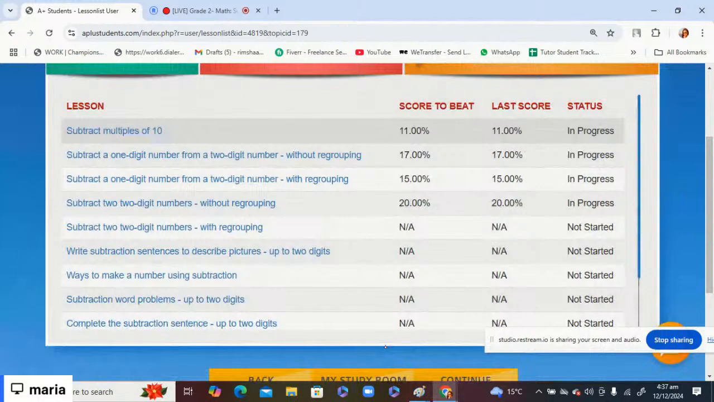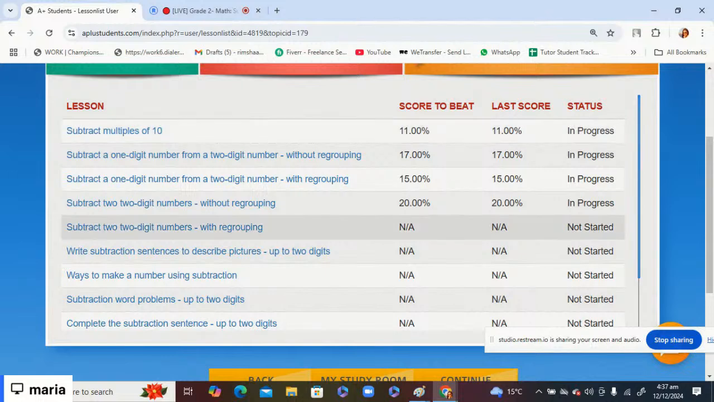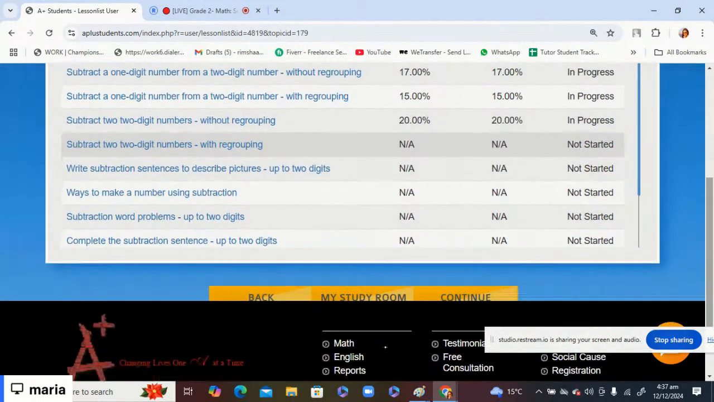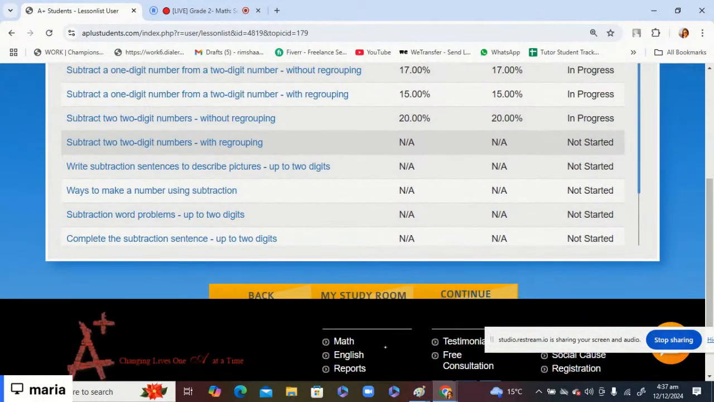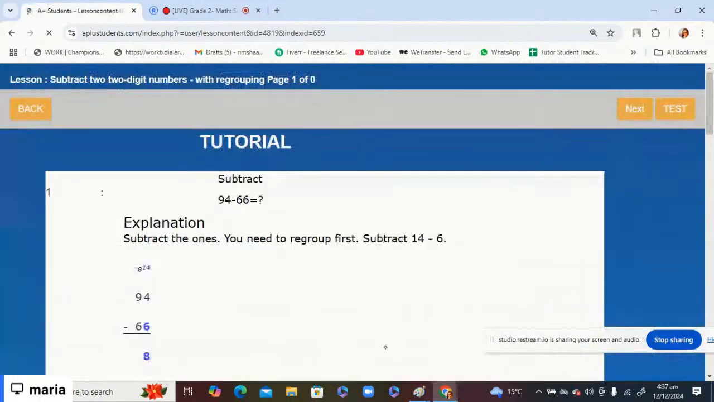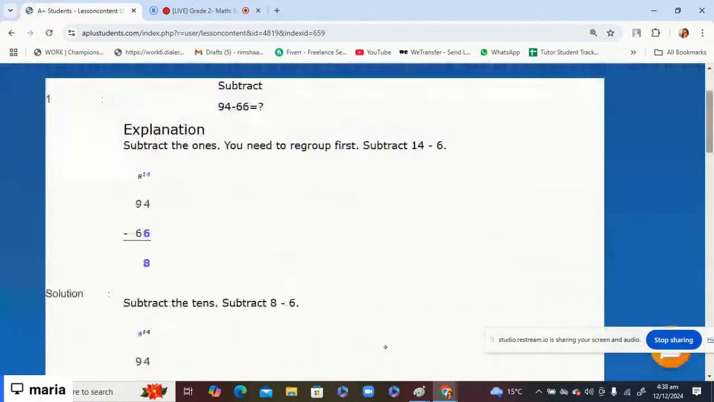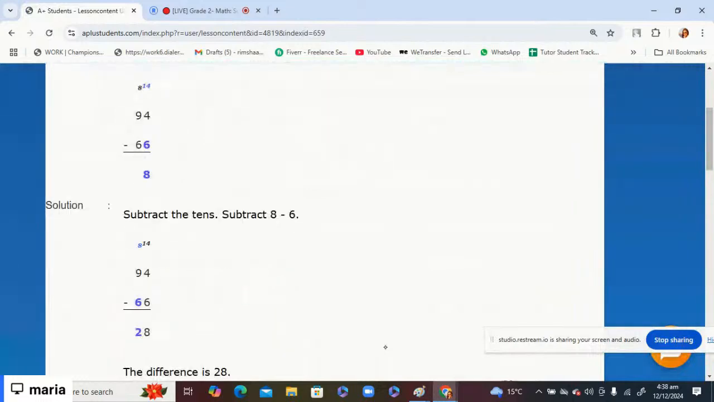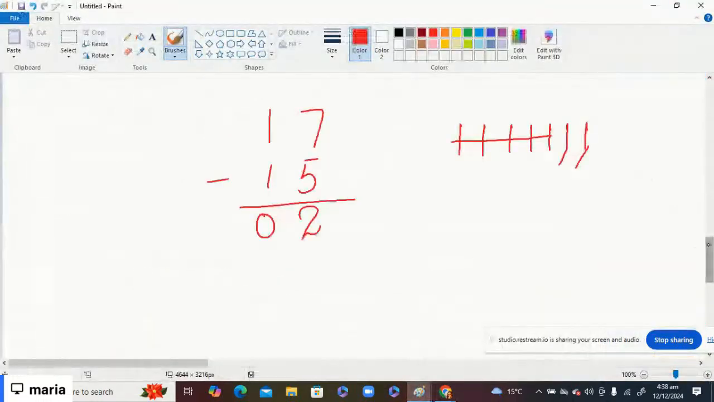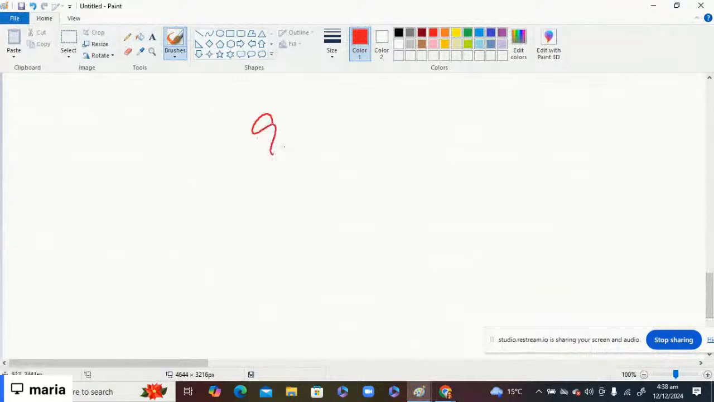So here is the last lesson, we covered it now. First 4 lessons we have done. Subtract 2 two-digit numbers with regrouping. Now subtract 94 minus 66. Okay. Let's do it. 94 minus 66.